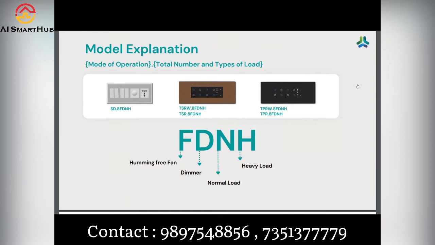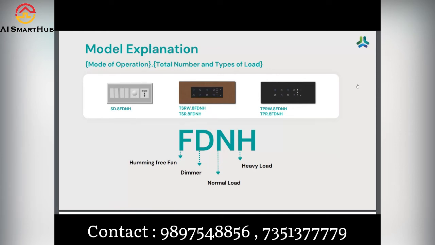The model names are created as mode of operation followed by a dot and the number and type of loads in the variant. First we will start with the type of mode of operation. SD means smart device. As we have discussed, that will operate through traditional switch, mobile application, Alexa and Google. TSRW means touch switch with remote and Wi-Fi, so it will fit into the electric accessories. TSRW will operate through mobile application, touch, remote, Alexa and Google.